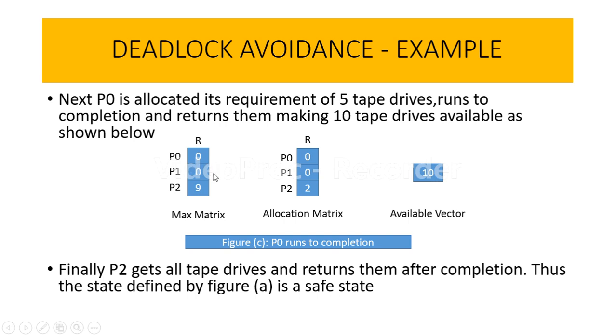P0 has finished its execution, P1 has finished its execution. Now the only remaining process is P2. P2 has 2, maximum required is 9, that means it requires 7 more. Because availability is there, P2 is going to get all the resources required and it will finally complete its execution. This is the way in which, when we allocate the resources, each and every process is able to complete its execution. Hence we can say that the system is in a safe state.